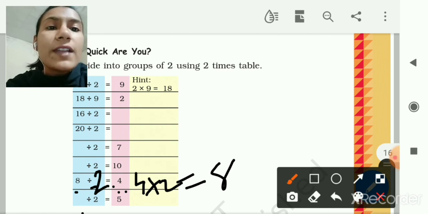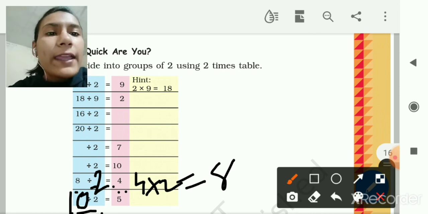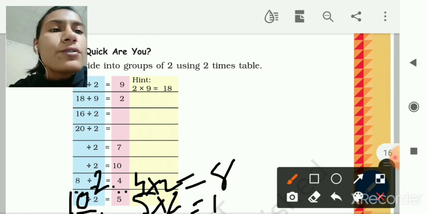Then dash divided by 2 is equal to 5. So if we write here 10, we will divide into how many groups? 2. So 5 plus 5, 10. So 10 divided by 2 is equal to 5. So you can write here 5 multiplied by 2 is equal to 10.